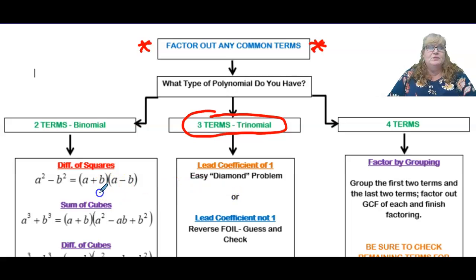Other patterns we're going to talk about are the difference of two squares, like x squared minus 25 factors to x plus 5, x minus 5. But then we have sum and difference of cubes, and those get a little more complicated, but this is a pattern you're required to know for Precalc. And then we do have just a couple examples of factoring by grouping when there's four terms.